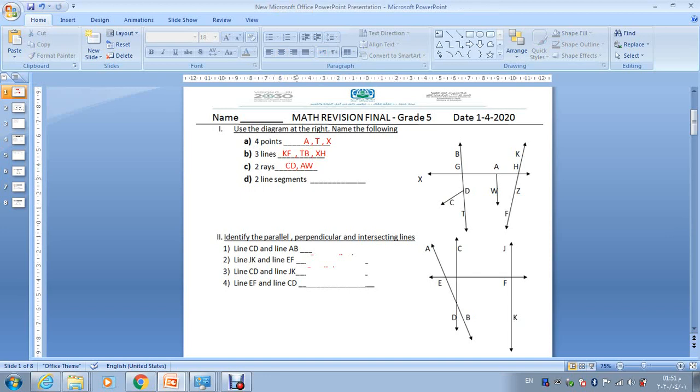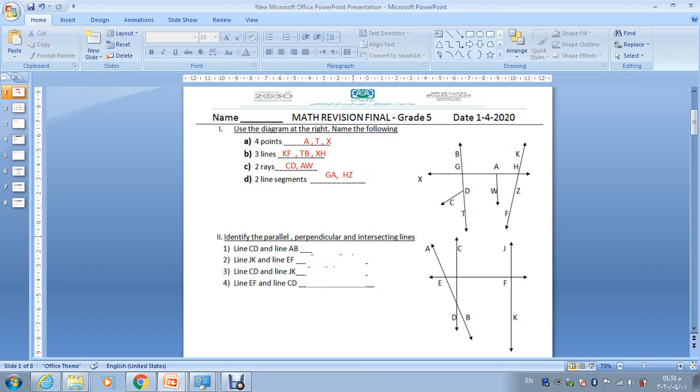It asks you for 2 line segments. A line segment is a part of a line. So we have here a part of a line. We have GA, right? And we have HZ. HZ is a line segment, and GA as well is a line segment, a part of a line.